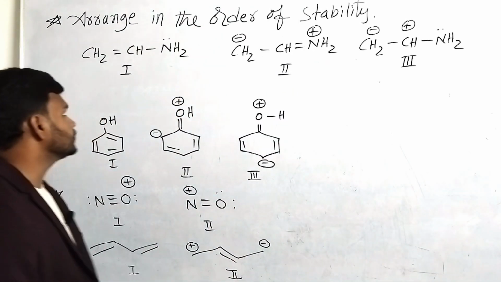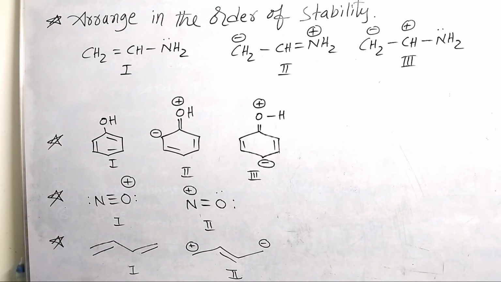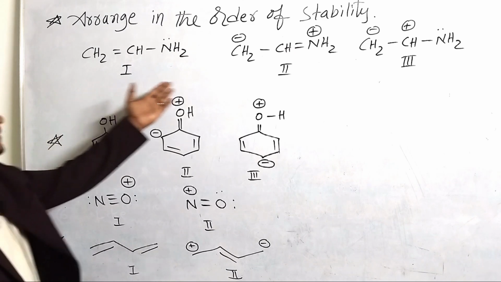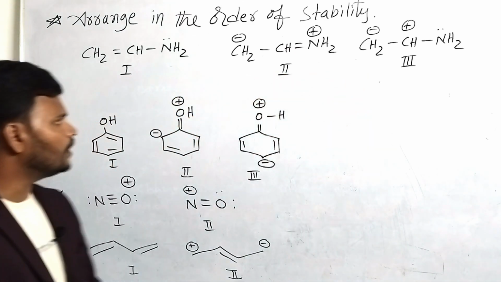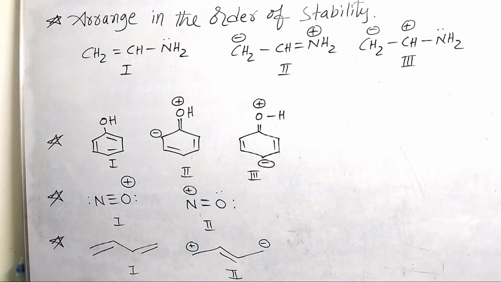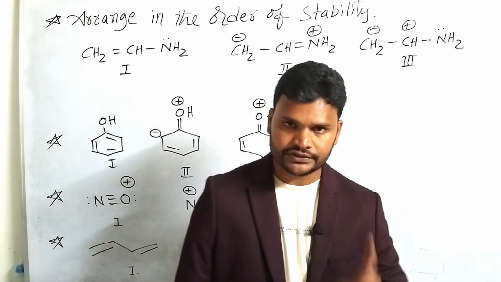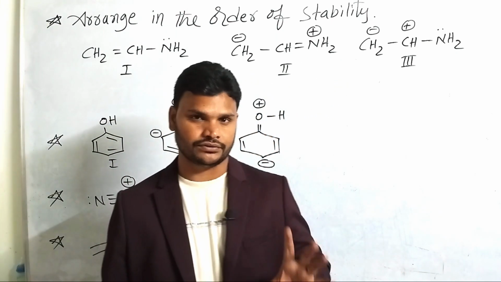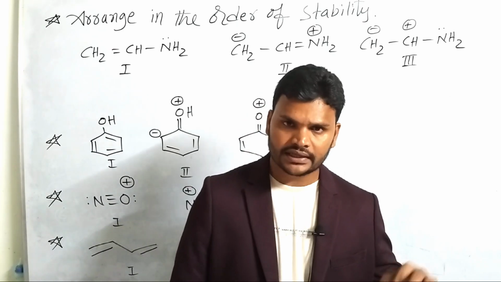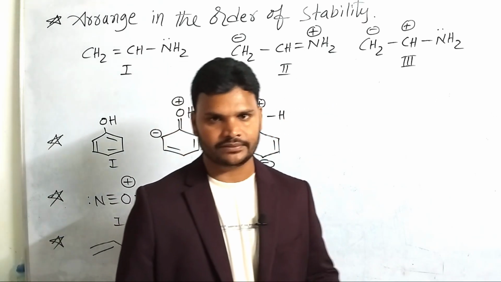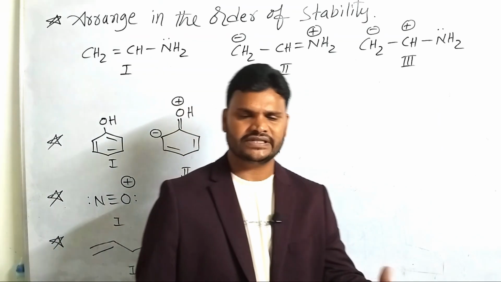How to solve these questions? Arrange in the order of stability. First one, second one, third one. So out of 3, which is more stable? We have to apply the rules. Already I have given 6 rules. First you have to give first priority to the first rule. What was the first rule? Increase the number of covalent bonds, increase the stability, which means increase the pi bonds, increase the stability.